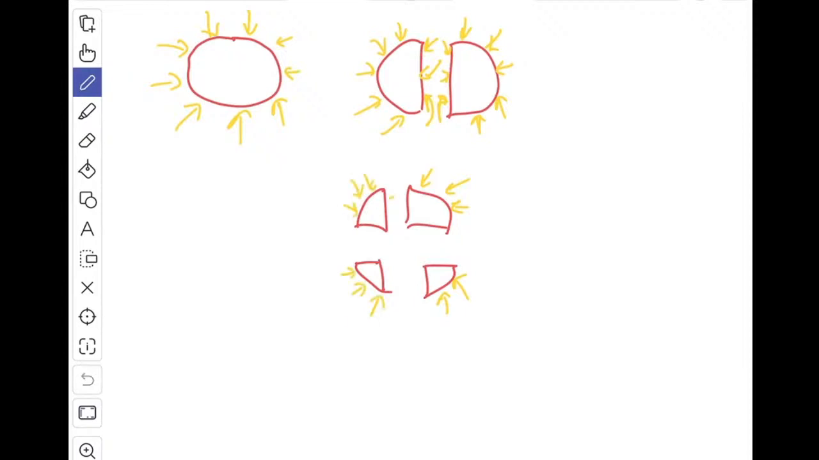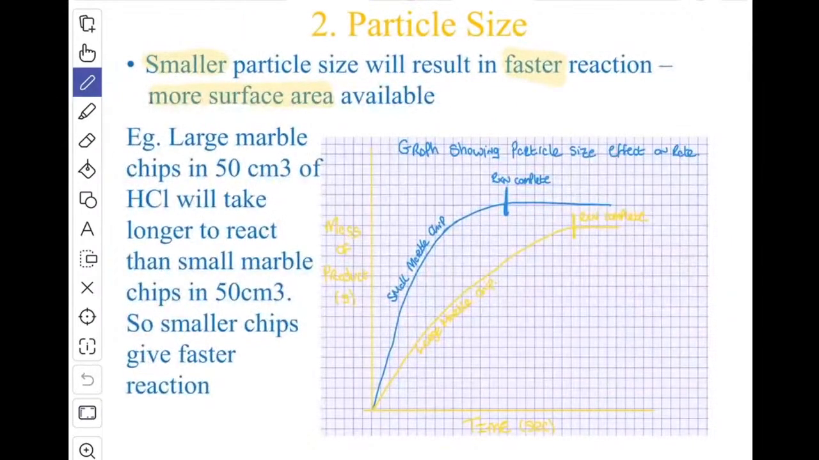So that's why an increased surface area due to a smaller particle size leads to a faster reaction, because there is more surface area available. An example of this would be large marble chips in 50 centimeters cubed of HCl, which will take longer to react than small marble chips. The smaller marble chips will give a faster reaction because there is more surface area, as I've just shown on the previous slide. And this is shown lovely here in this graph.